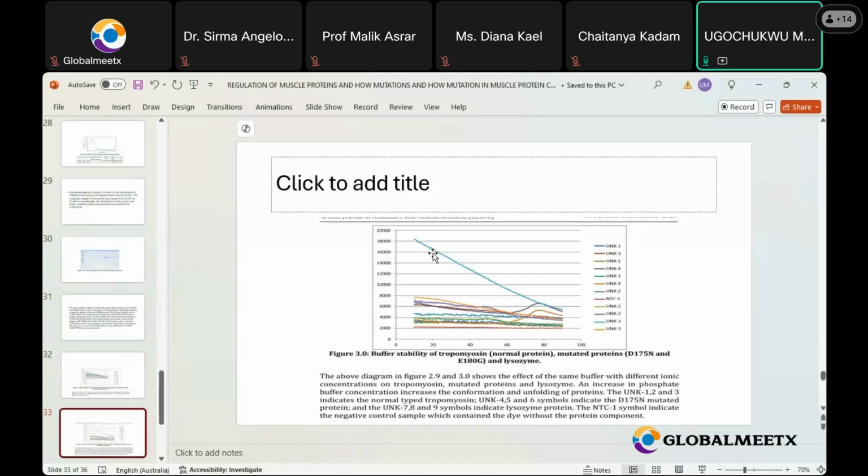By merely looking at the graph, the labeled wells known as UNK 1, 2, and 3 indicate the normal type tropomyosin. UNK 4, 5, and 6 symbols indicate the D175 mutated proteins, and the UNK 7, 8, 9 symbols indicate lysozyme proteins. The NTC1 symbol indicates the negative control sample, which contains the dye without the protein component.